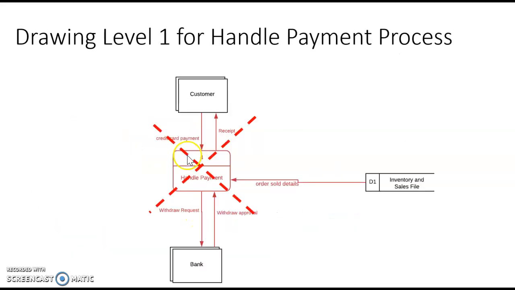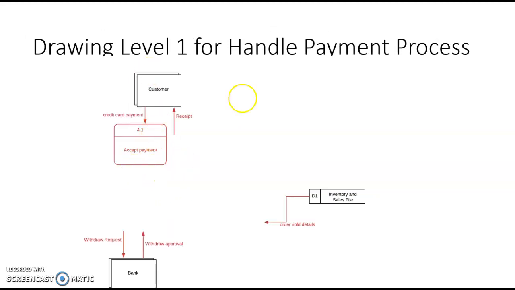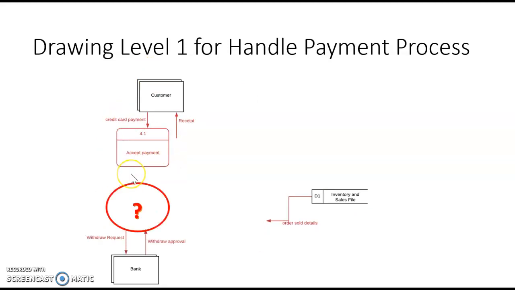Okay, so let's start. We took the same thing. We took all the external entities. We need to make sure that these arrows will stay the same, just like we did between context diagram and level 0. And all of these 5 arrows should be there, and remove this process to develop it. So what should I do with the payment that I have from the customer? I will accept the payment. I will take the payment. What to do with this payment?